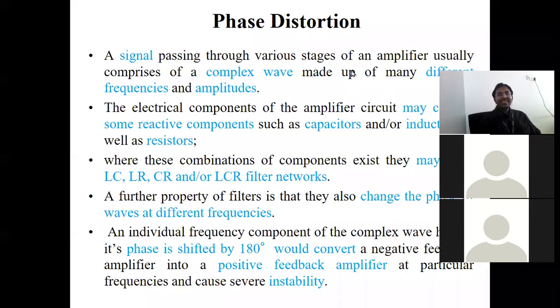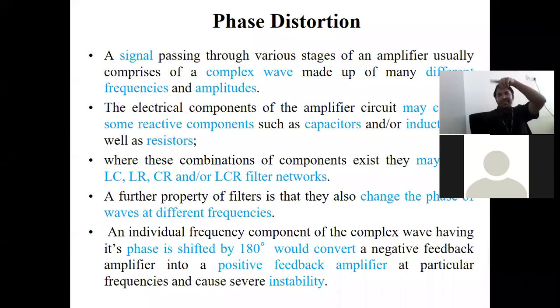A signal passing through various stages of an amplifier usually comprises a complex wave. For example, my speech signal consists of a combination of sinusoidal signals of different amplitude and frequency. Say my speech signal is something like that. I can represent that as a combination of sinusoidal signals with different amplitude and frequency. So it's a complex wave.